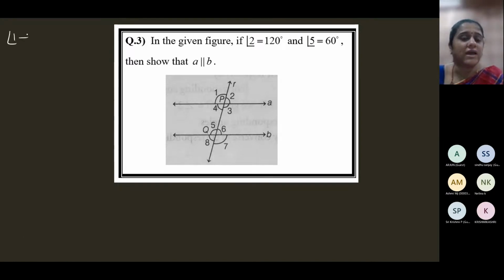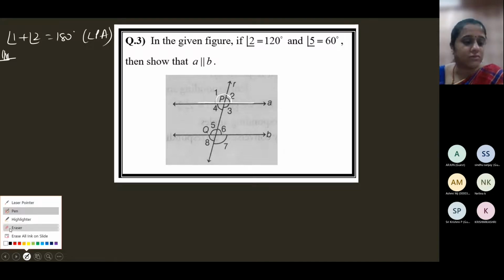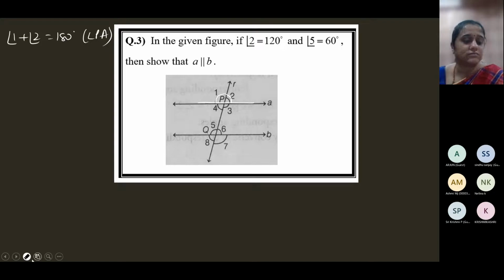Now, angle 1 plus angle 2 is equal to 180. Linear pair axiom. Because 1 and 2 stand on the same straight line A, 1 plus 2 is equal to 180. Now, angle 1 we do not know, but angle 2 is given to be 120 degrees. So angle 1 plus 120 is equal to 180, so angle 1 is equal to 60 degrees.